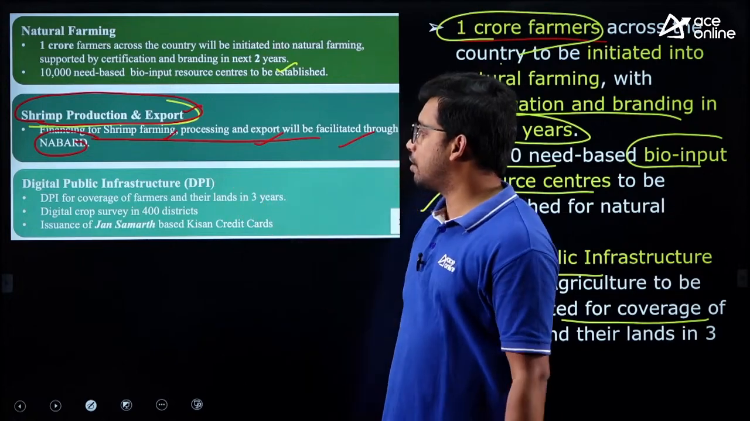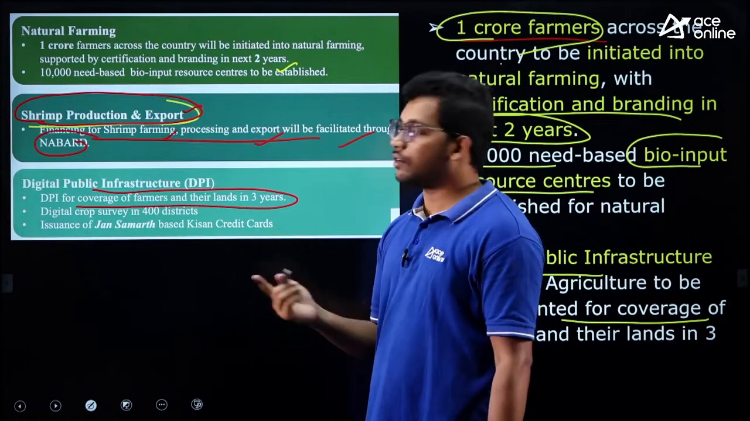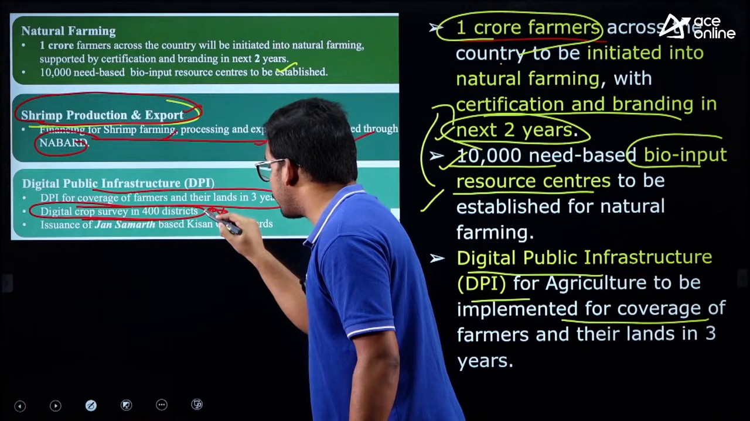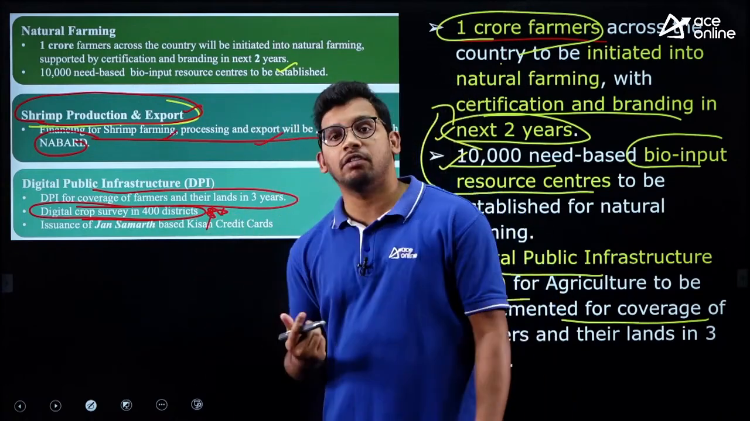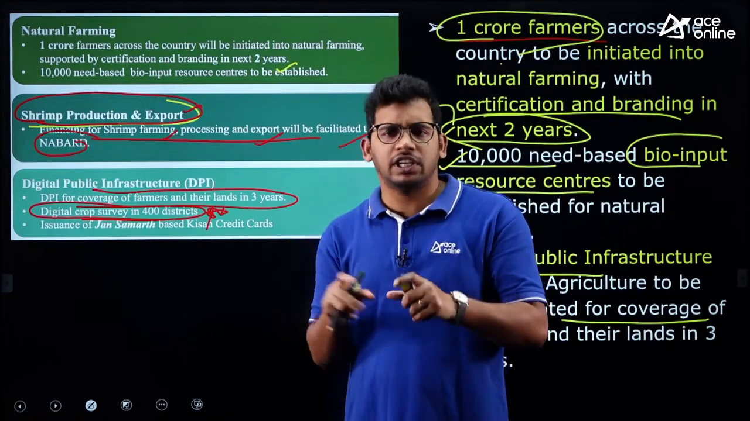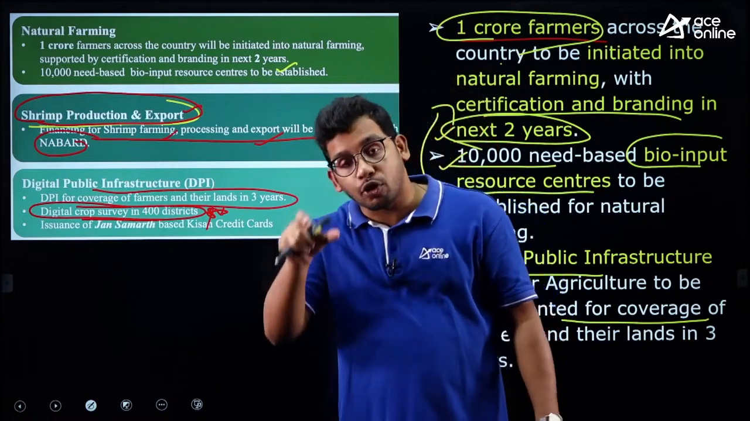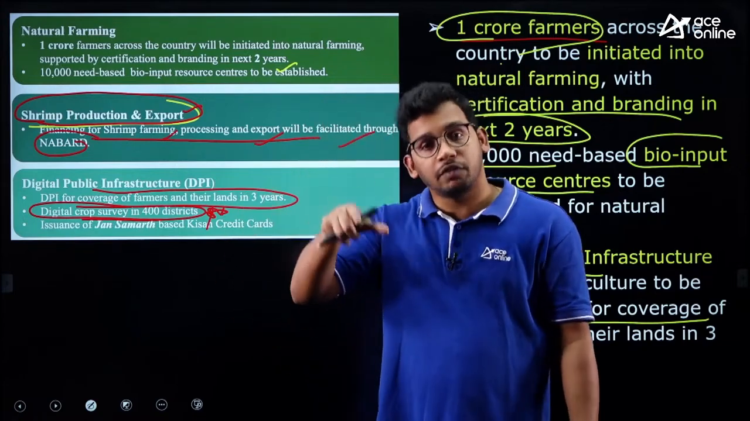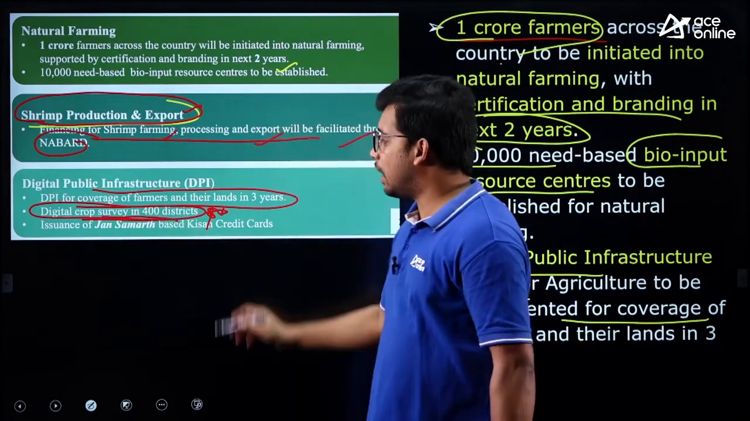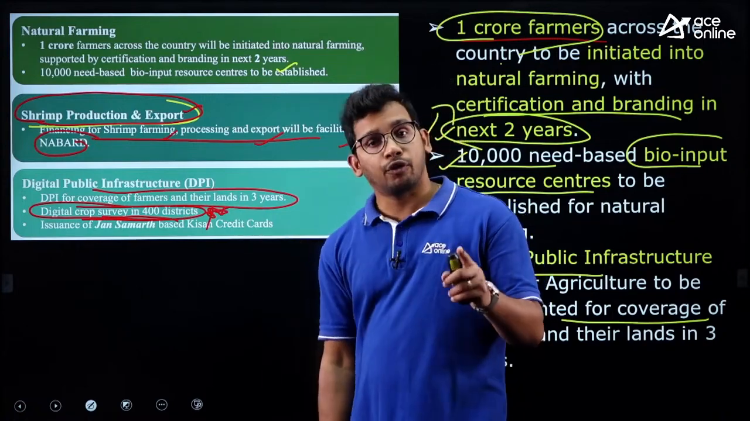Under this same digital public infrastructure, they are going to take it for 3 years. We have already seen they are going to cover all the farmers in the 3 years. Digital crop surveys in 400 districts, a very important fact to be remembered. Digital crop survey means all the crops in India will be analyzed through GIS, GPS, all those things, and they will know what type of land exists, what type of crop can be cultivated and what the challenges are in cultivating those local crops. All the details related to the crops will be covered in this survey and kept in a digital database, so anyone can see it. This is going to be done through 400 districts.